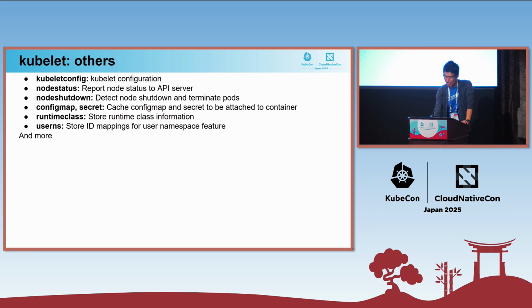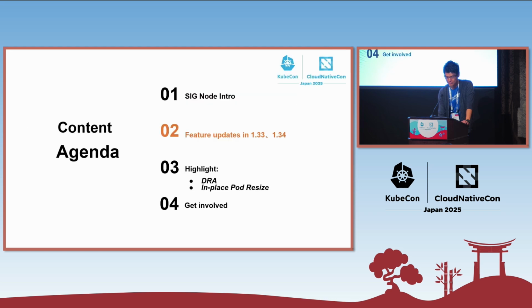So far, we've looked at Kubelet's core responsibilities like container lifecycle and resource management. But Kubelet also handles many supporting tasks behind the scenes that are essential to keeping the node running smoothly. I show some other subdirectories with short descriptions here. They manage the node and support specific features. So let's move on to the recent feature updates in SIG Node.